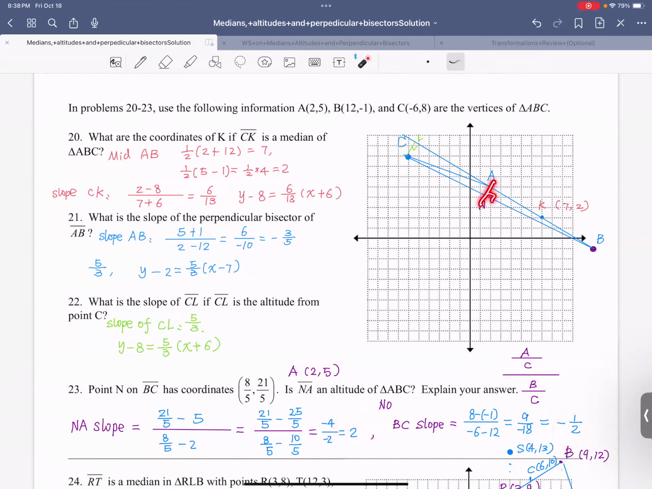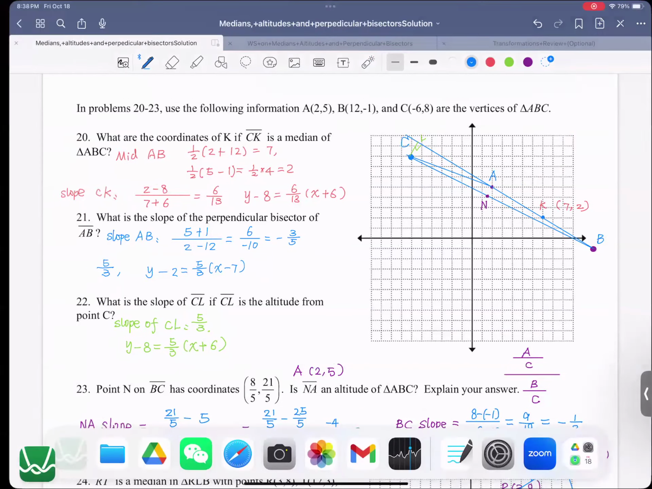Yes, because they are negative reciprocals. Their slope product is -1. So it is perpendicular, right? 2 times -1/2 is -1. Remember I showed you guys this before?